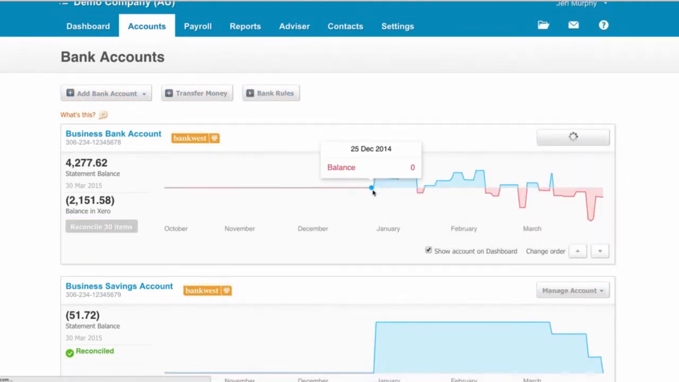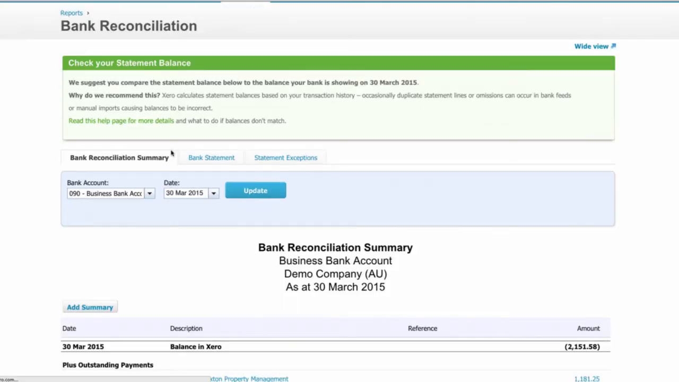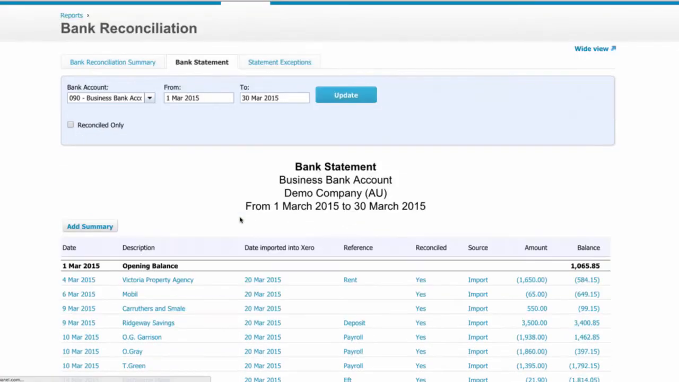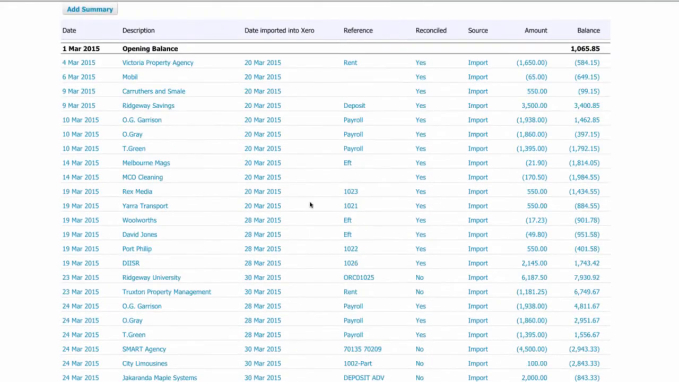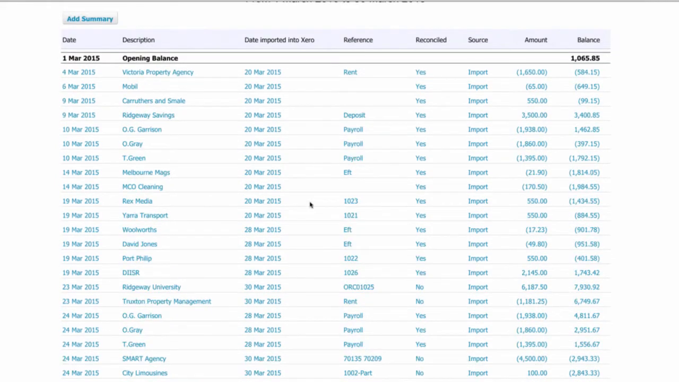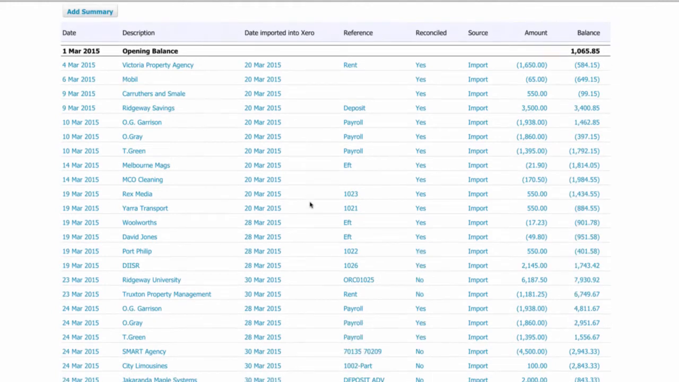When I say the bank statement screen, I mean the one in the bank reconciliation report. So, bank reconciliation report, bank statement. Now, a little tip for you here is being able to find a transaction that's a problem. For example, remember there was the out of balance amount of $148.50.